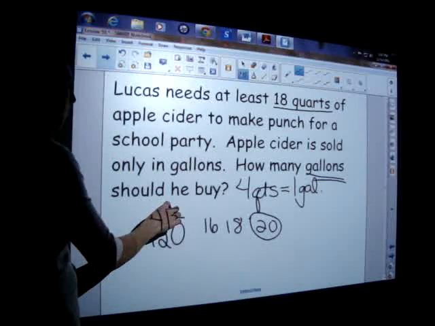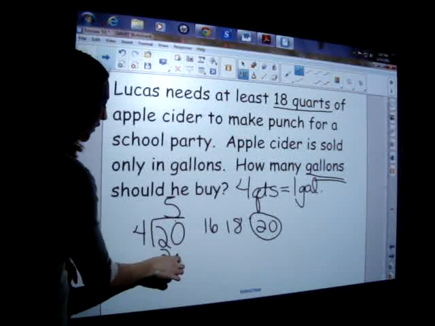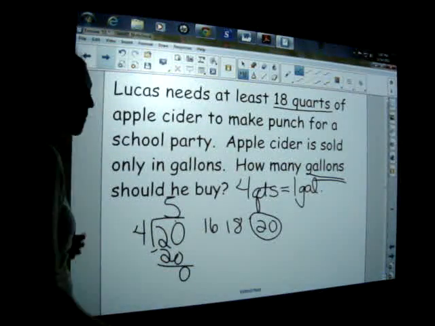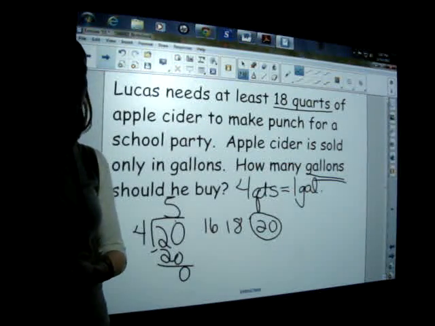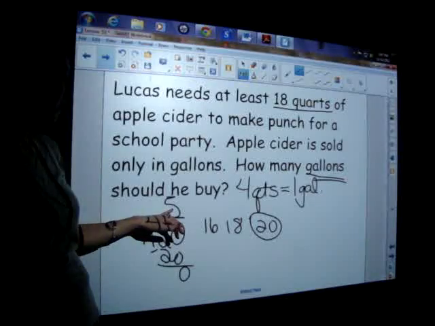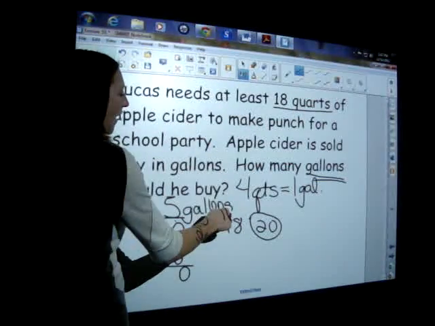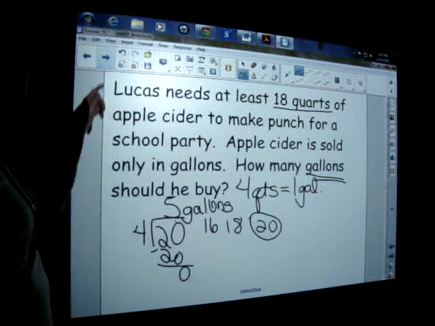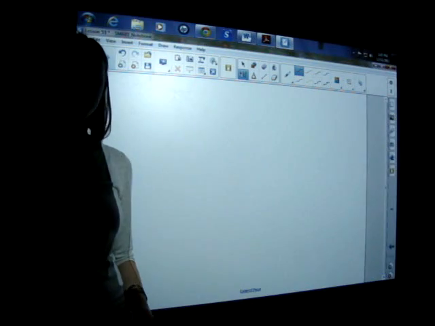So 4 goes into 20 5 times. I'm going to check my work. 5 times 4 is 20. I have no remainder, which is right because I can't buy a remaining or part of a gallon. I'm going to buy 5 gallons of apple cider. So go ahead, try the practice problems, and when you're done, get them checked by me.